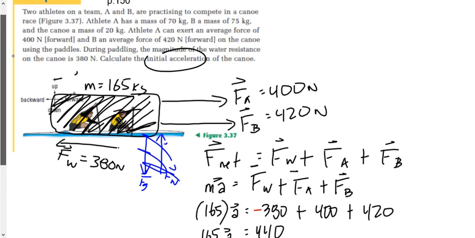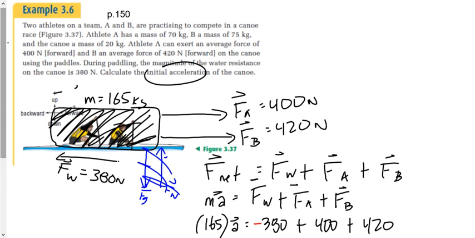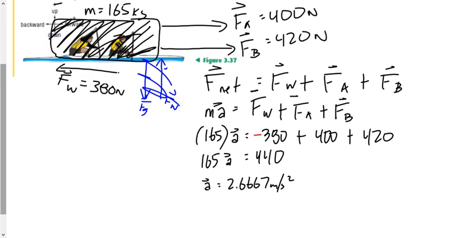How many digits should I go to? Look up here. This is 2, 2, 2, 3, 3, 3. Final answer should be what? 2 digits. So we're going to round this to 2.7.